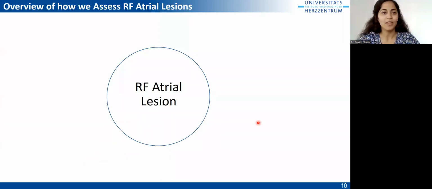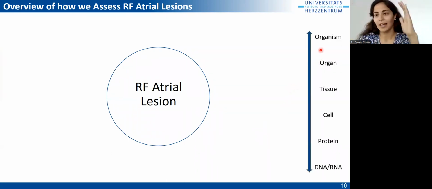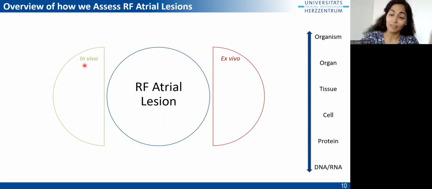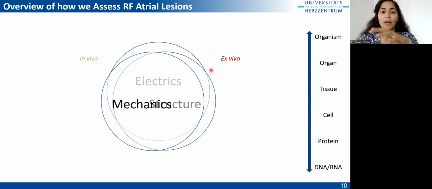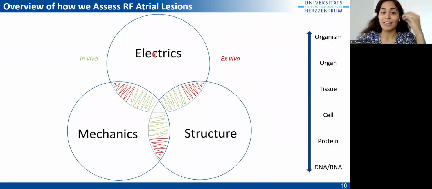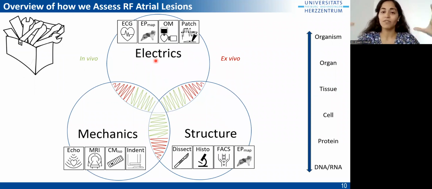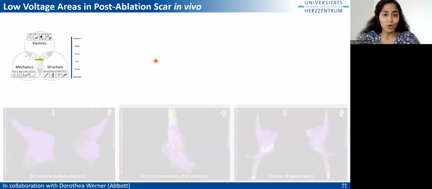Okay, and now to organize my talk, there are many things that we've done, but to guide you through, I will present what we've done according to scale. So I'll start at the organism level, then move down to the organ level, tissue, cell, and so on. When trying to understand these lesions, we try to understand them in vivo first and then ex vivo. We're also trying to characterize the changes in electrics, mechanics, and structure, and we have various tools to help us understand this. All of this work then feeds back into our computational modeling for further hypothesis generation. Okay, so let's dive right in.